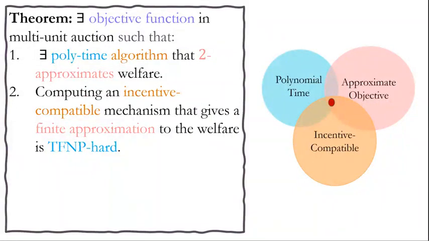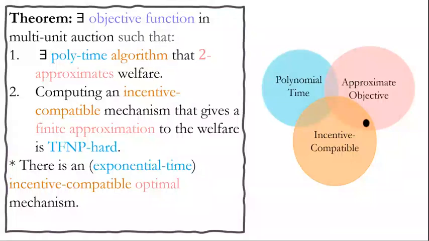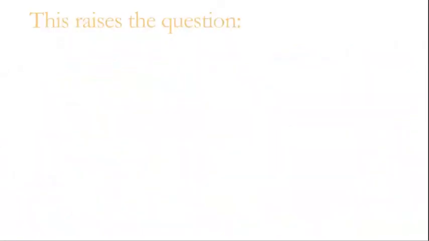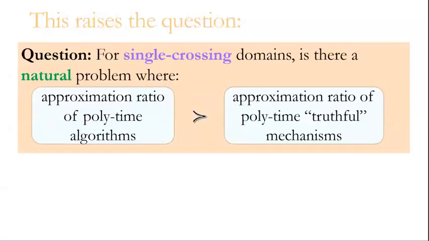where TFNP is the class of total search problems. So by saying that a problem is TFNP hard, we mean that it is at least as hard as computing a Nash equilibrium, which is conjectured to be NP hard. And in addition, the hardness is because of requiring both polynomial running time and incentive compatibility, as there exists an incentive compatible mechanism that optimizes this objective function, but it requires exponential running time. However, one drawback of this construction is that the objective function for which we show this separation is not natural. So again, it raises the question of is there a natural objective function for which you have this separation?